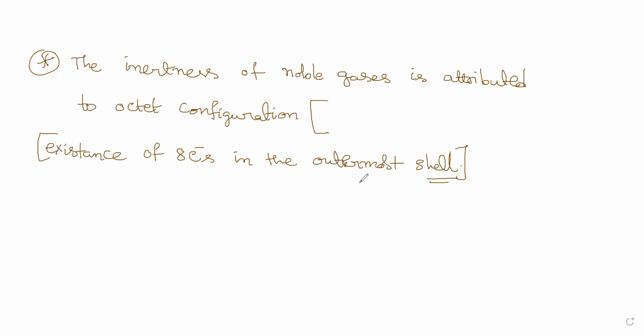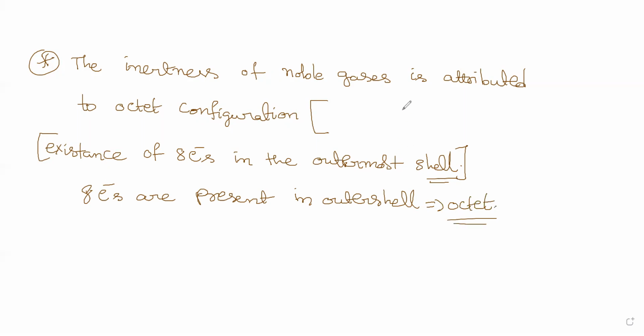So if 8 electrons are present in the outer shell, that is called octet. Clear? So octet configuration is ns2np6. Existence of these 8 electrons in the octet configuration is responsible for the inertness.